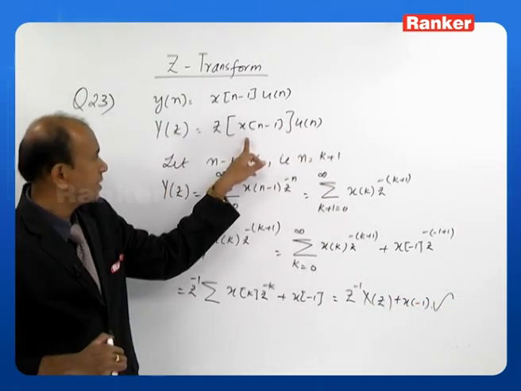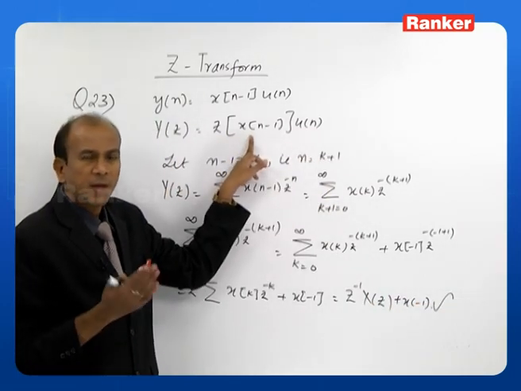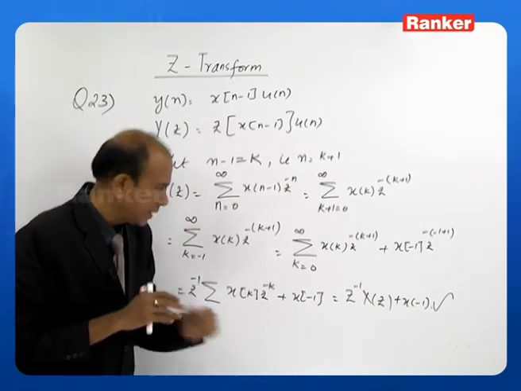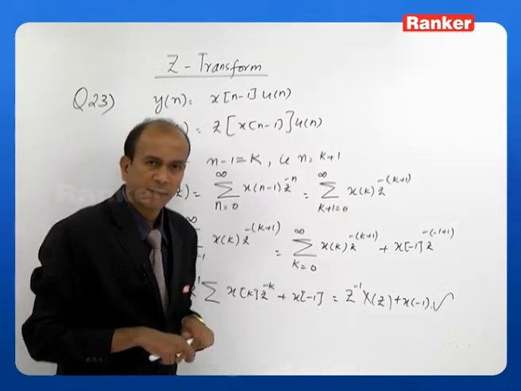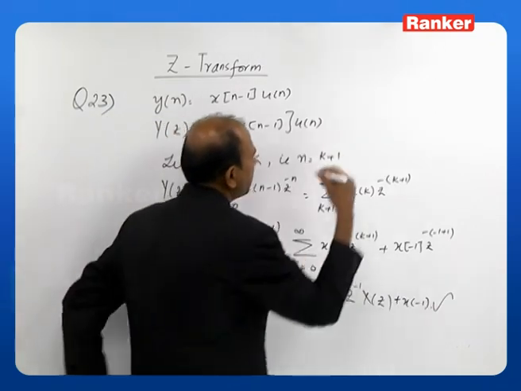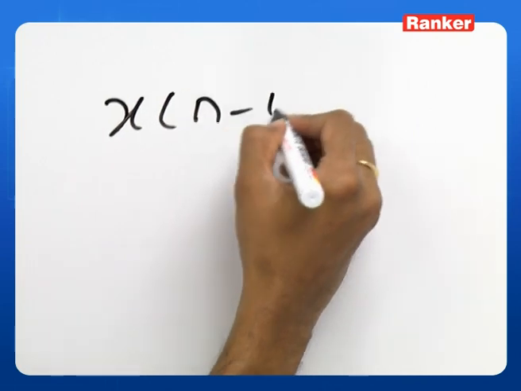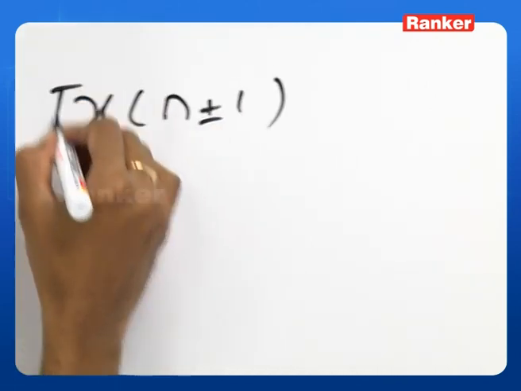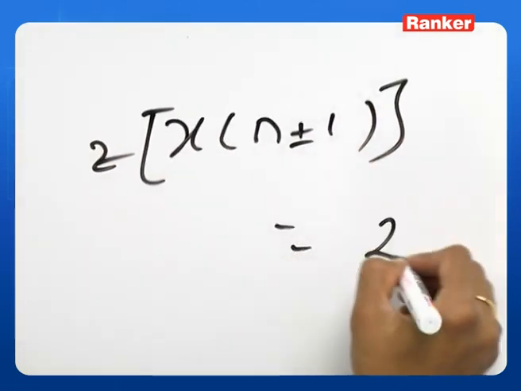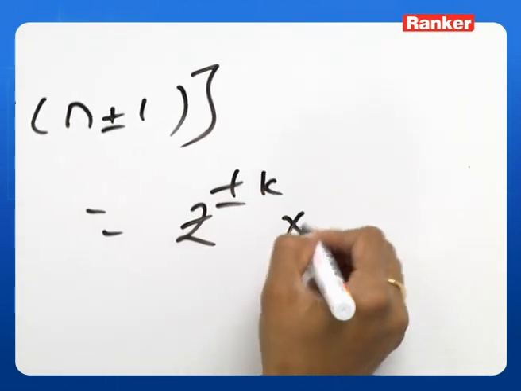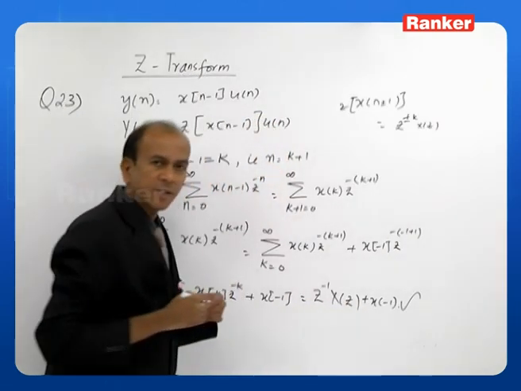Now actually there is a time shifting that is happening. So whenever there is a time shifting, you have to multiply by z to the power of minus 1. That means, what is the time shifting property? The time shifting property says x of n minus or plus k, the z transform of this will be equal to z to the power of minus or plus k times X of z. Okay, that's what we have got.